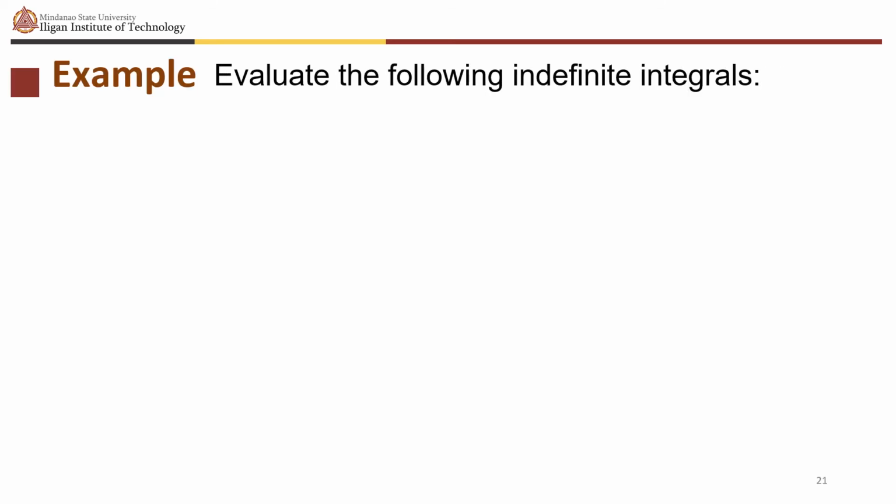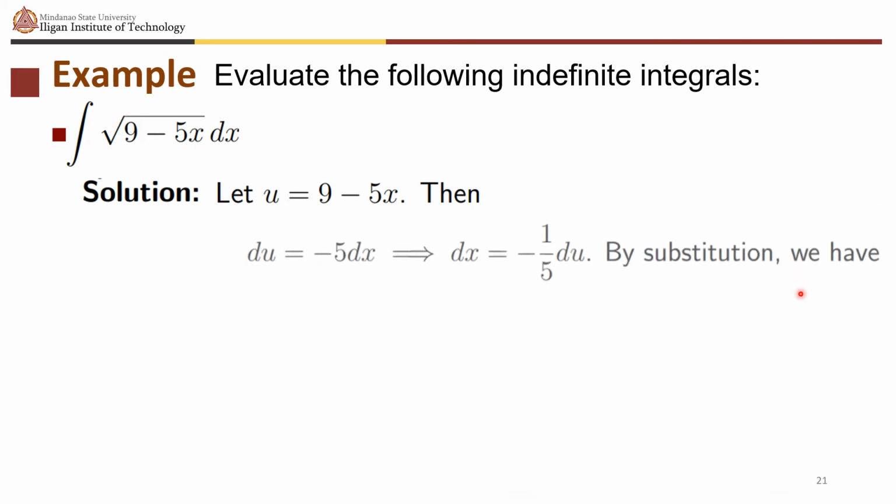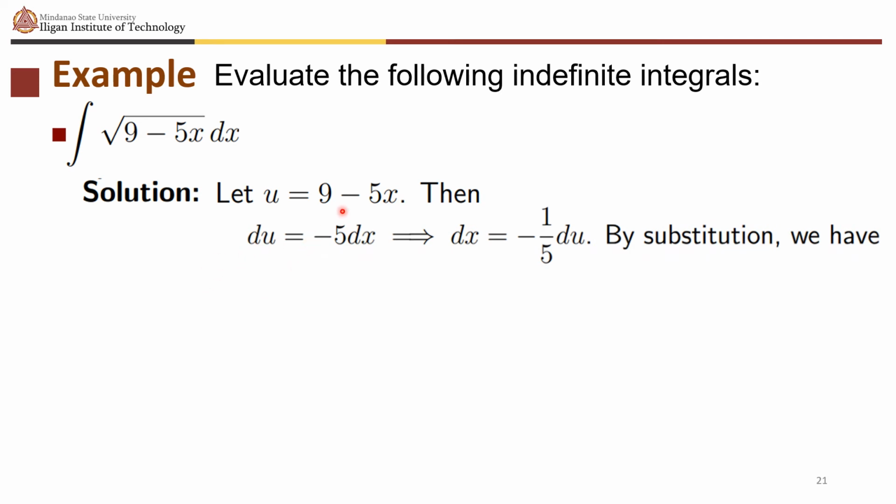For example, we are asked to evaluate the following indefinite integral: the integral of the square root of 9 minus 5x dx. For the solution, we let u be equal to 9 minus 5x, inside the radical sign. Then if we take du, the derivative of 9 is 0, but the derivative of negative 5x is negative 5 dx. We can divide both sides by negative 5 to come up simply with dx, so dx is equal to negative 1 over 5 du.